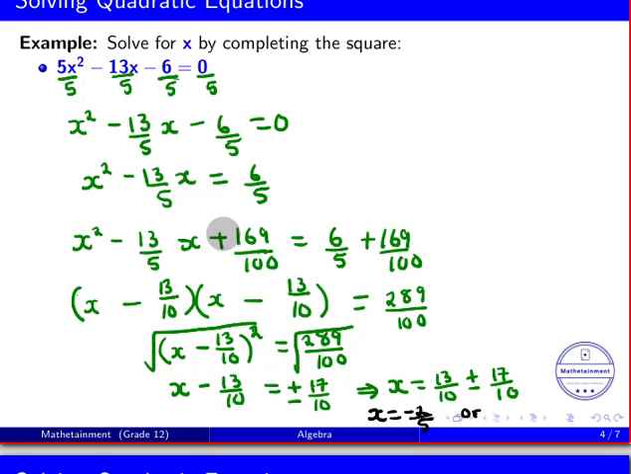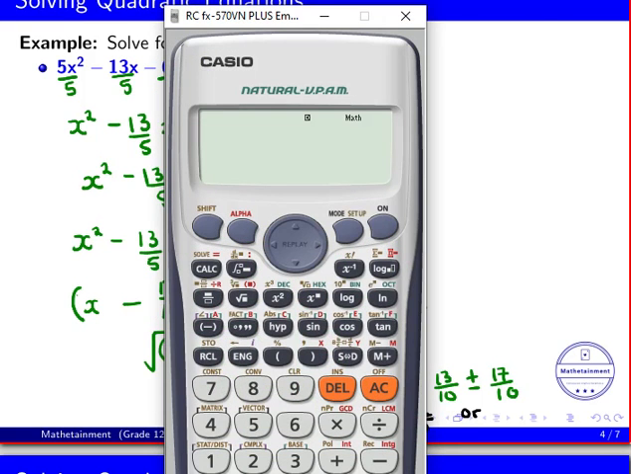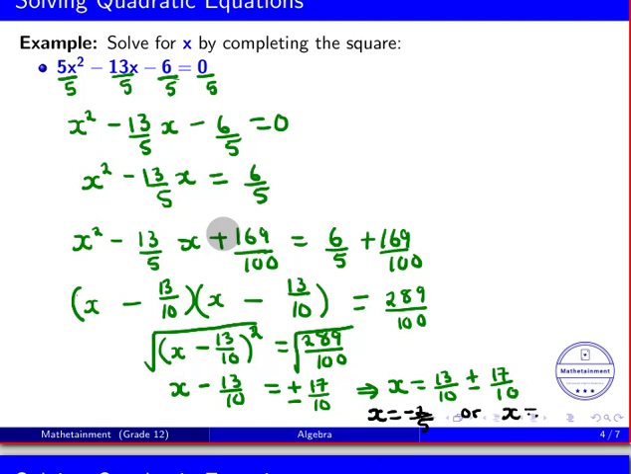That's one answer. Or another one is that we have 13 over 10 plus 17 over 10. And for that one, we are getting exactly 3. Or x equal to 3. So these are your two solutions which we have found by using completing the square.